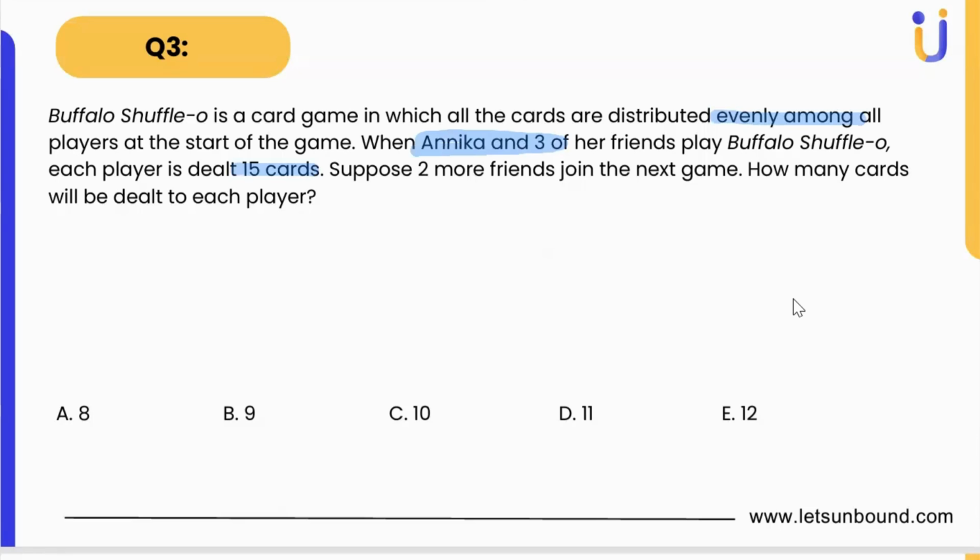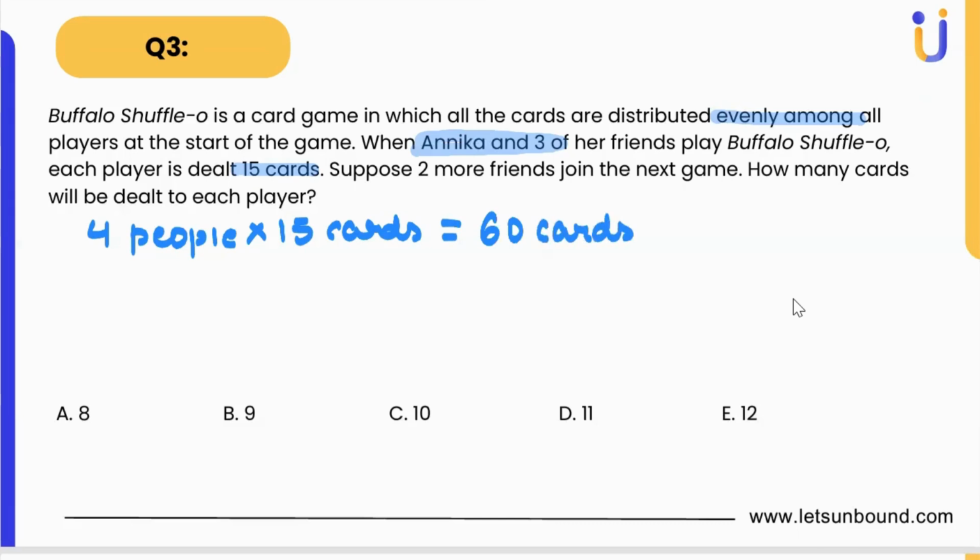So the information that is given to us in the question is that when four people play the game, each person gets 15 cards. This can give us the total number of cards, which is 4 times 15, which is 60 cards. Now the question says, suppose two more friends join the next game.